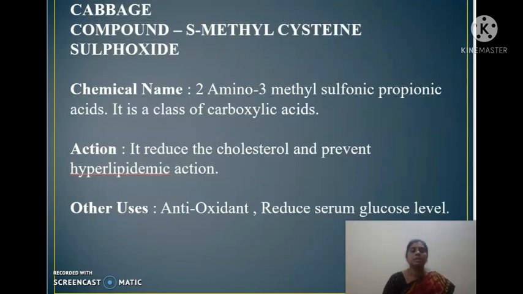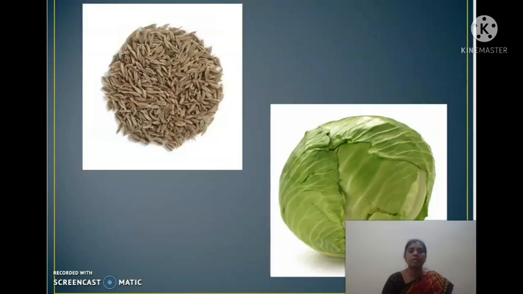Next food is cabbage. S-methyl cysteine sulfoxide is a component present in cabbage. The chemical name of S-methyl cysteine sulfoxide is 2-amino-3-methylsulfinyl propionic acid. It reduces the cholesterol and prevents hyperlipidemic action. Other uses of S-methyl cysteine sulfoxide are that it is an antioxidant and it reduces the serum glucose level. So it has both hypocholesterolemic and anti-diabetic properties. This is a picture of cumin seed and cabbage.